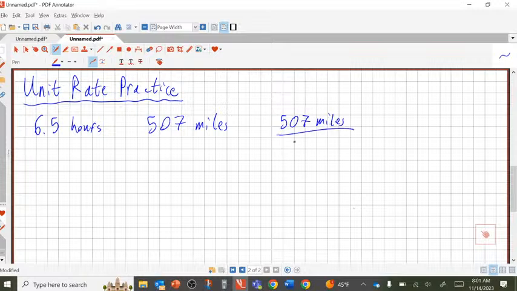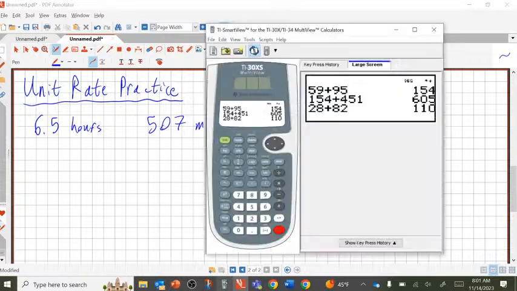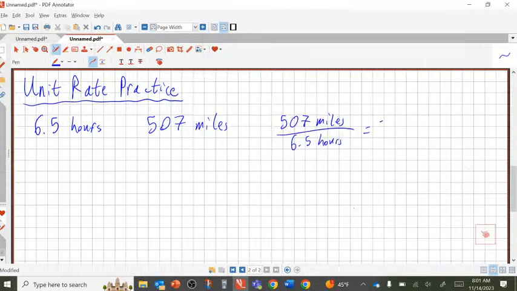So 507 miles divided by 6.5 hours. And if you do 507 divided by 6.5, you get 78, and specifically 78 miles per hour. How many of us got 78 miles per hour for that? You know, Maya, that's within 5 miles per hour, though, so I'll bet you can contest it.